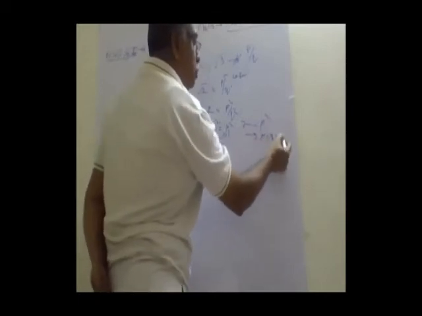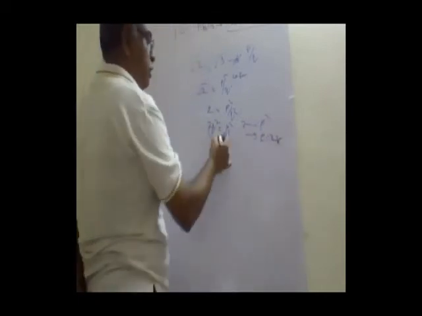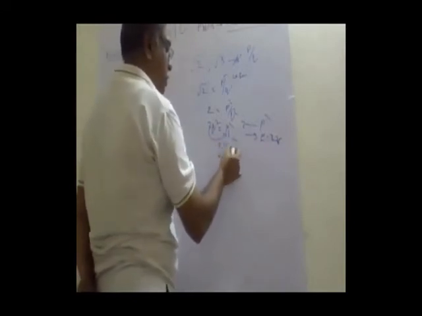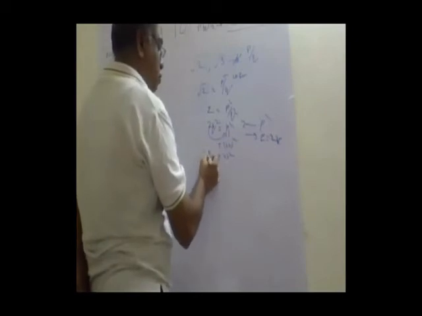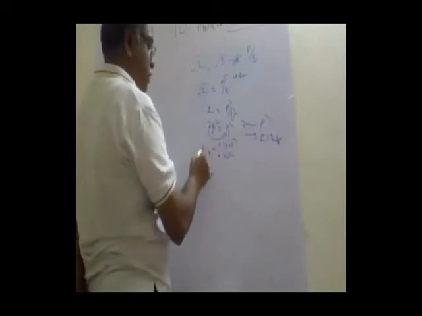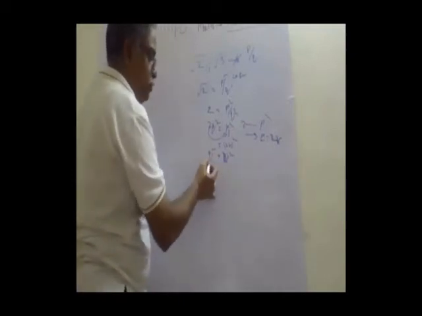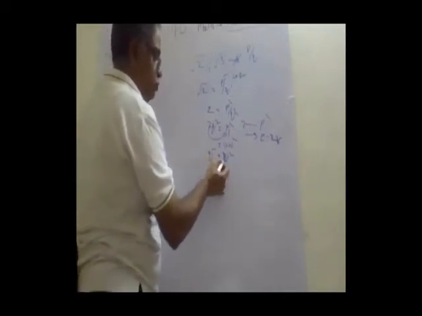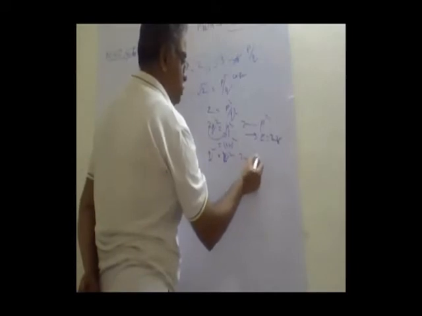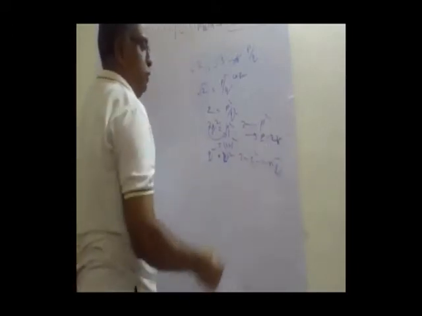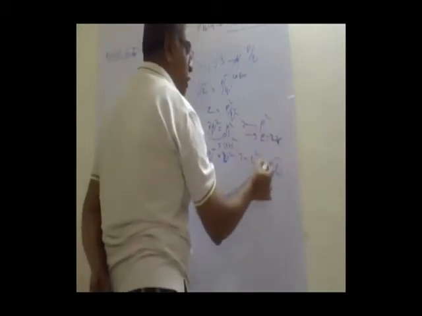So this becomes 2r whole square, that is 4r square. So 2q square is equal to 4r square. I cancel a 2 here. That means 2 is also a factor of q square. That means 2 is a factor of q square, so 2 is also a factor of q. That means 2 is a factor of q and 2 is a factor of p.